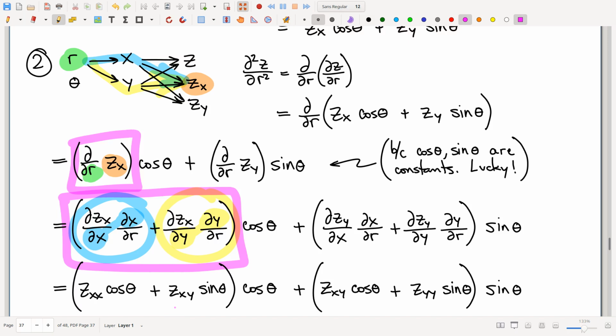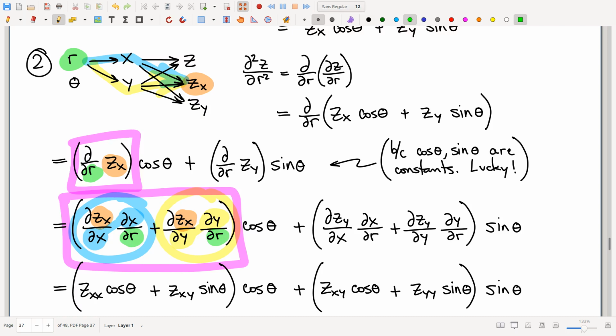What do you think? Everybody see what I've got in purple there? It's just a rewrite using the chain rule. I've got a blue path and a yellow path. Therefore, I've got a blue term and a yellow term. And, of course, the zx stays right where it should have been. And the r stays right where it should have been as well.